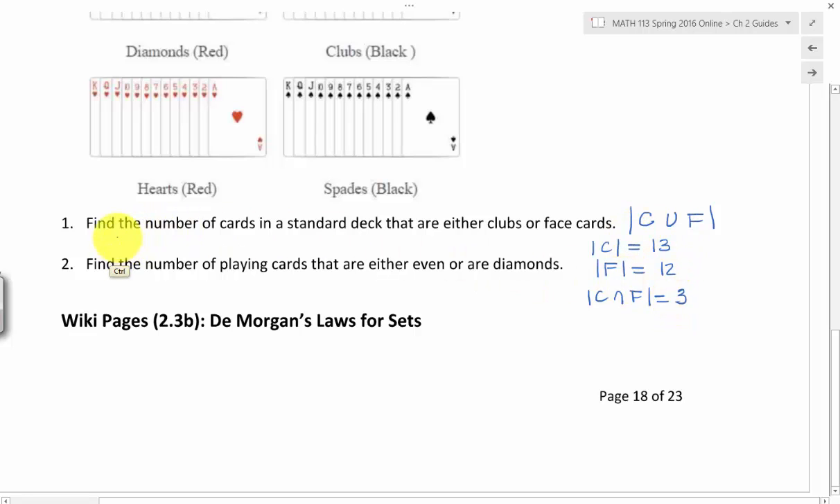And when we have all that information, we can take the number of clubs plus the number of face cards minus the number of clubs that are face cards, and that will give us 13 plus 12 minus 3, and then when I add or subtract, I get 25 minus 3, and that's 22 cards. And that's using our fancy formula.